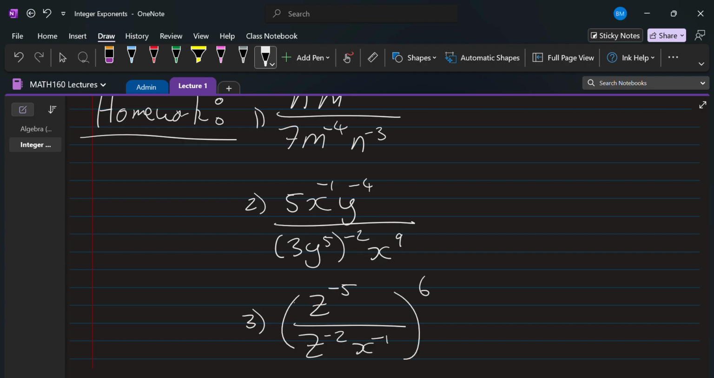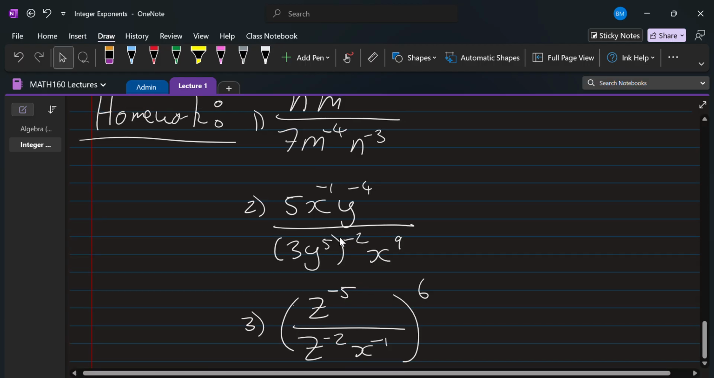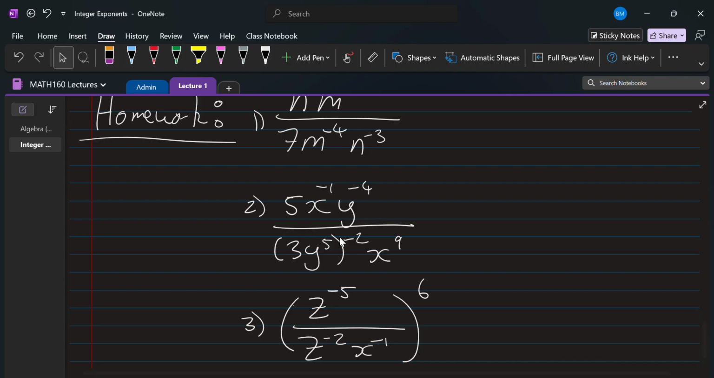Okay, last one just to try. We've got z to the minus 5, over z to the minus 2, x to the minus 1, to the 6. Okay, so it's got pretty much all of the properties that you need to know.